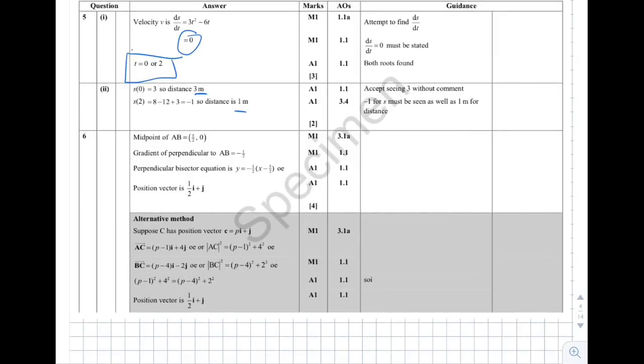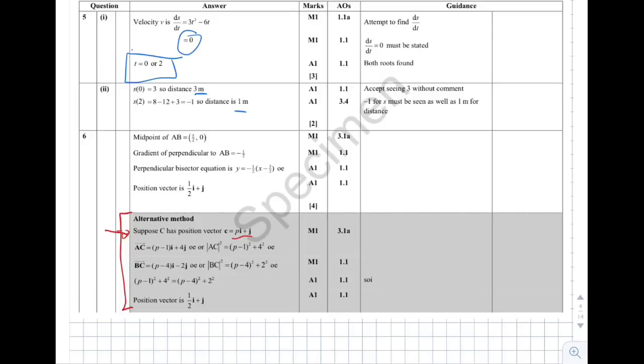Okay. So what have they done? They've done it a very different way. What we've done here is this alternative method, where we've supposed C as pi plus j, and we called it x. Then they've expressed the vector AC and BC in a similar way to what we did, and got p as a half, and we got x as a half.